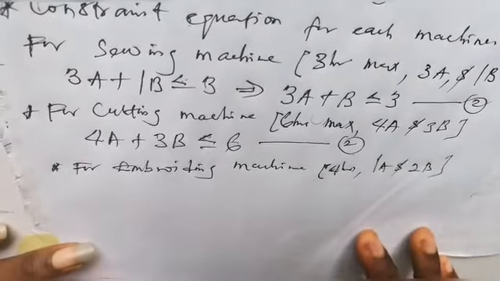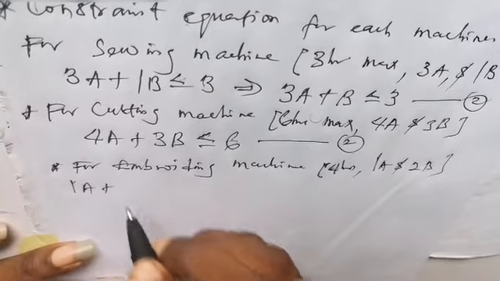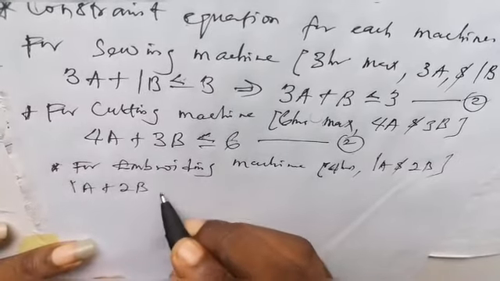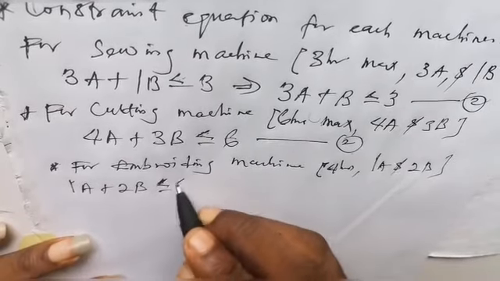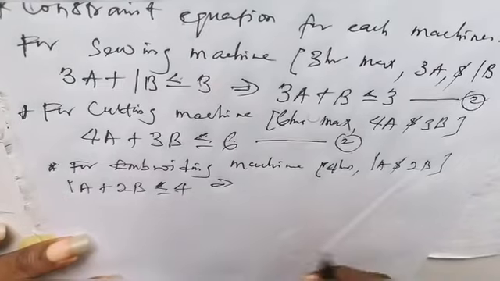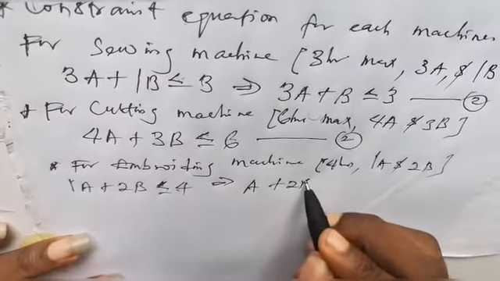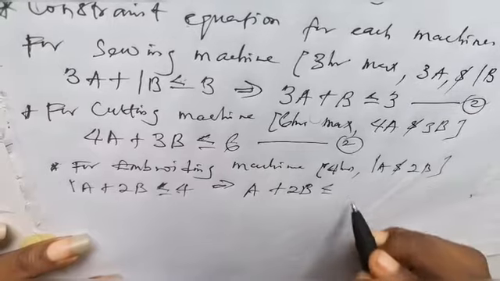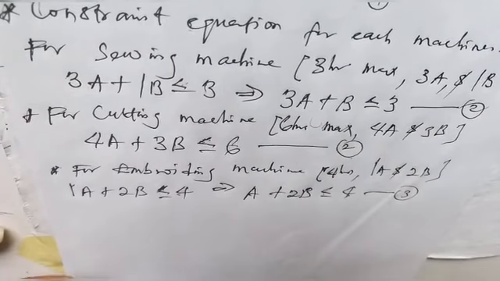So let's formulate the equation. Now you have 1 hour for A plus 2 hours for B. This must not be greater, so less than or equal to what? 4 hours. So if we write this equation, of course, 1 times A will remain A, plus 2B less than or equal to 4 hours. This is the third inequality that governs the whole production process.